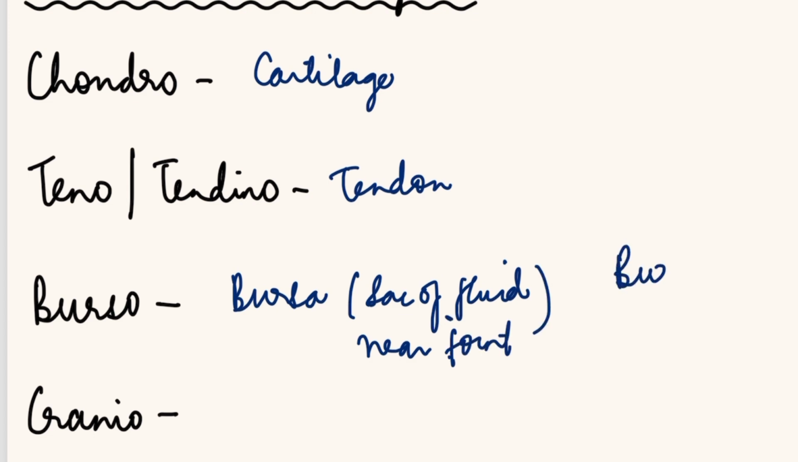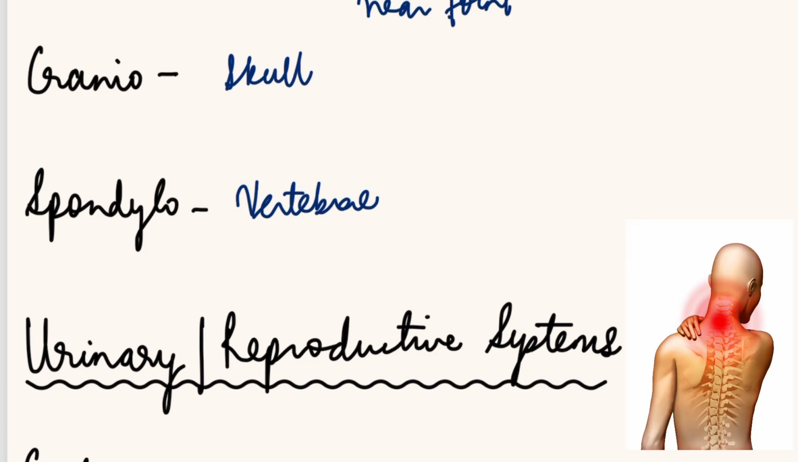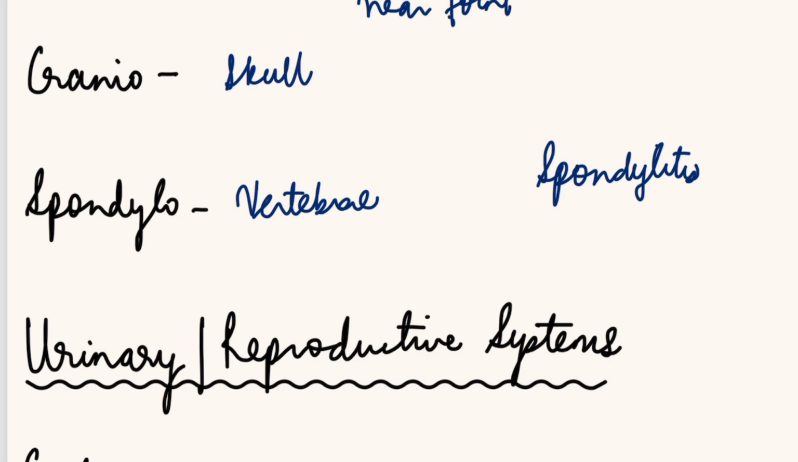Example is bursitis. Bursitis is a very painful inflammation of the bursa. Cranio is skull. Spondylo is vertebra. I guess most of you would have heard the word spondylitis. So spondylitis is inflammation and it pains very bad. Again, another word could be spondylosis. So spondylosis is an abnormal condition of the vertebrae.